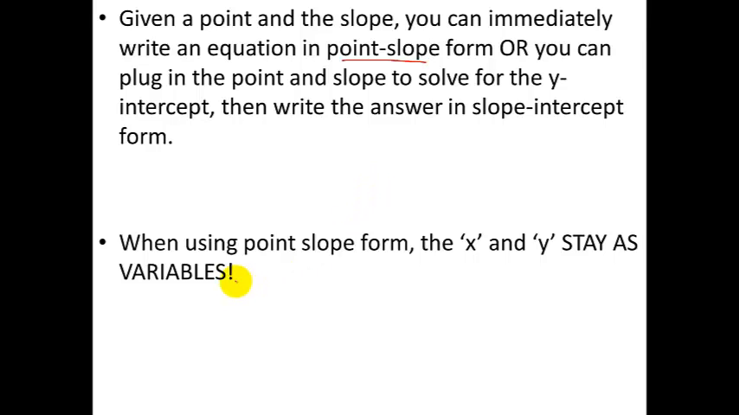And then the last thing I want to remind you is, when using point-slope form, I'll write it here for reference, y minus y1 equals m times x minus x1. The x here and the y here stay as variables. This is the number one problem I see, is that students plug in numbers here and here. And you don't want to do that. This is the actual y variable, the output, and this is the actual x variable, the input. The place where you're plugging in numbers are here, here, and here.